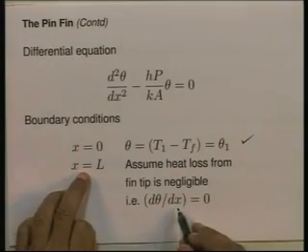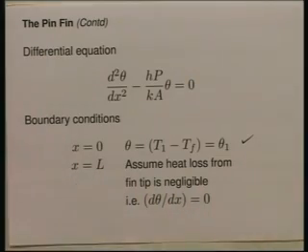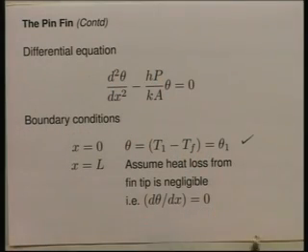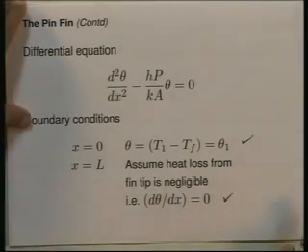And if it is small, let me assume that it is 0. If it is 0, it follows from Fourier's law of heat conduction that d theta/dx at x equal to L must be equal to 0. So, we make the reasonable assumption that the heat loss from the fin tip is negligible, and therefore, at x equal to L, we will take d theta/dx equal to 0. Okay. So, that is our second boundary condition that we will take.